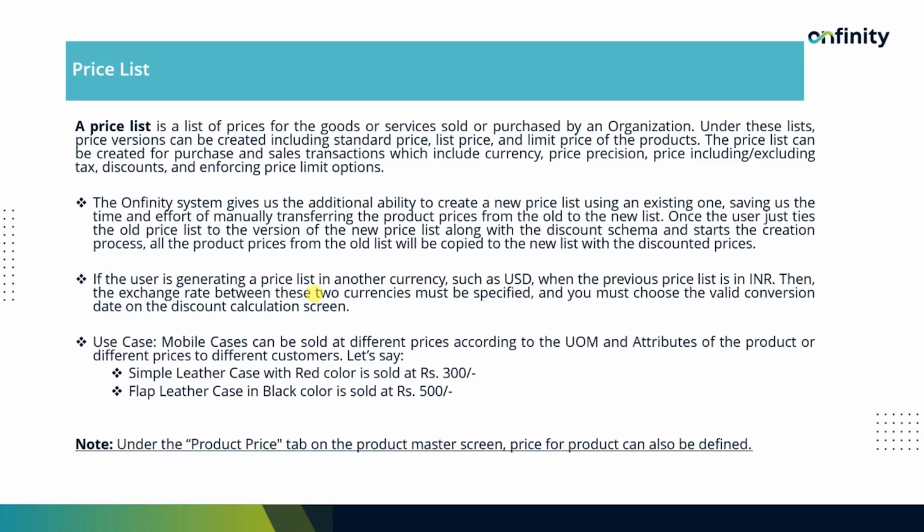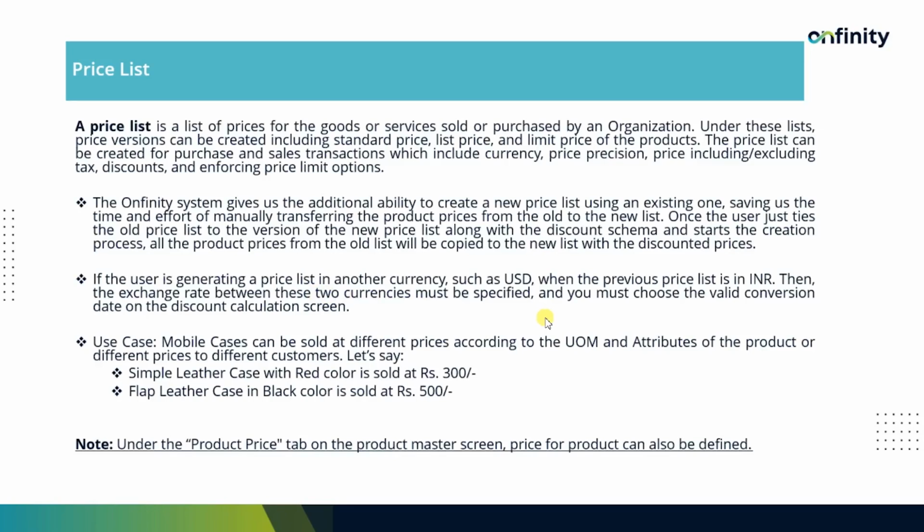The price list can be created for purchase and sales transactions, which include currency, price precision, price including or excluding tax, discounts, and enforcing price limit options. These are essential for maintaining pricing consistency and flexibility across your organization. The Onfinity system gives us the additional ability to create a new price list using an existing one, saving us the time and effort of manually transferring the product prices from the old to the new list.